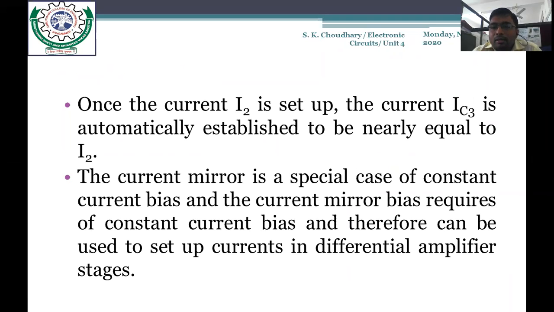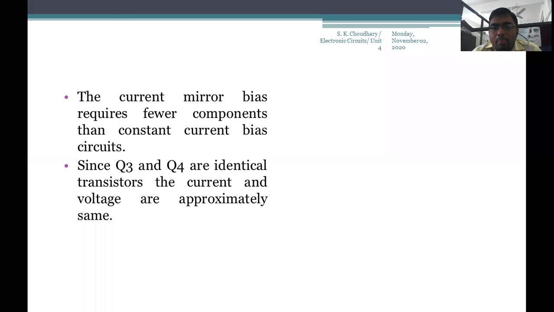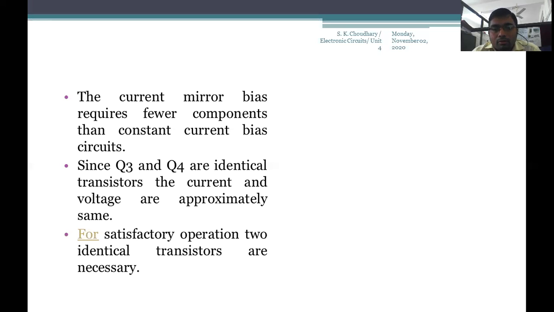Current mirror is a special case of constant current bias, and current mirror bias requires a constant current bias. Therefore, it can be used to set up the currents in the differential amplifier stages. Current mirror bias requires very few components to establish a constant current. We only require Q3 and Q4, which are identical in nature, so that the current flowing across these two transistors would be the same, as well as the voltage across the terminals.